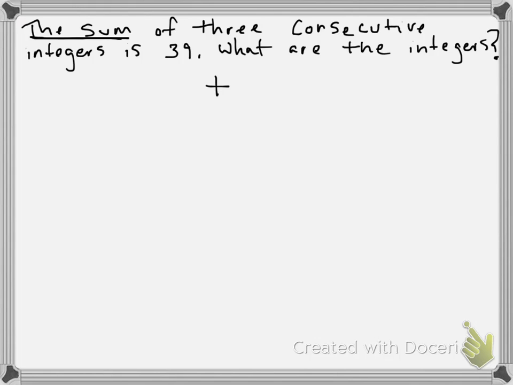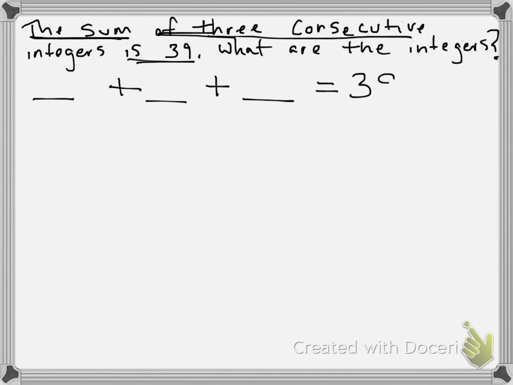Okay, that means I have 3 things. So I'm going to have this plus this plus another one. I have 3 things that I'm adding. So I took care of my 3 things. The sum is 39. So that's like saying it equals 39. So that's what it's going to look like.